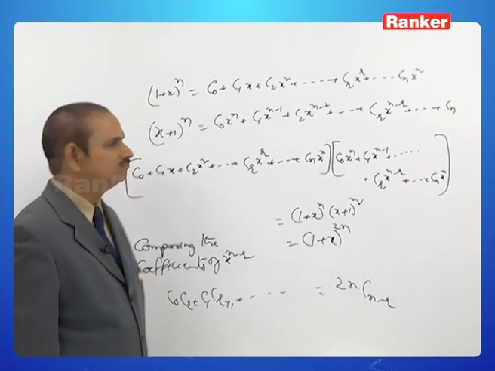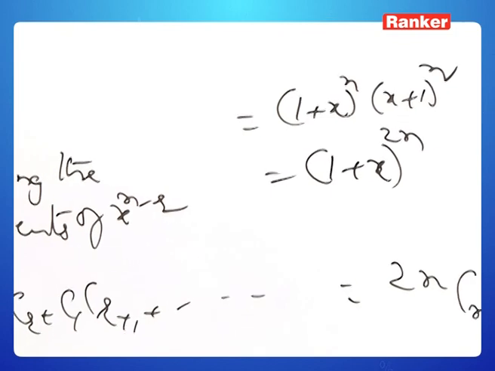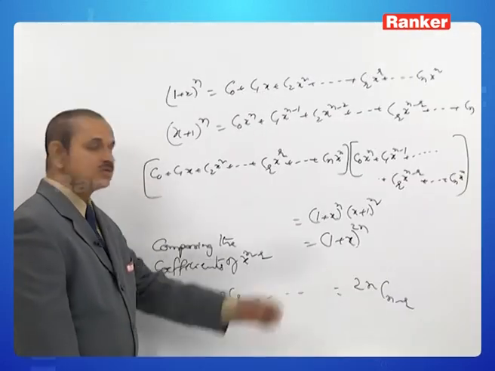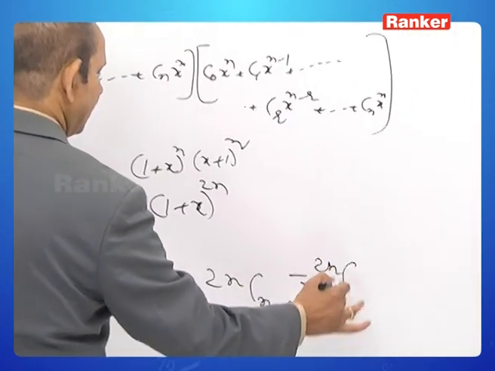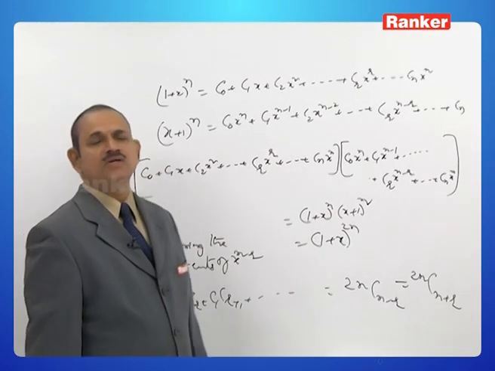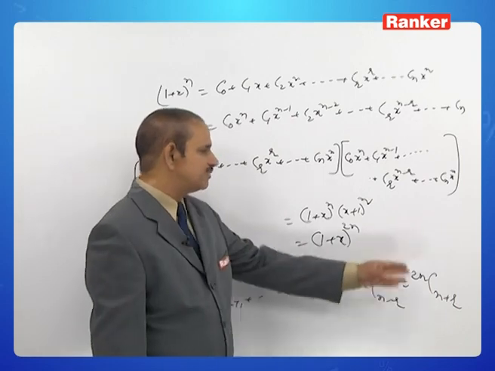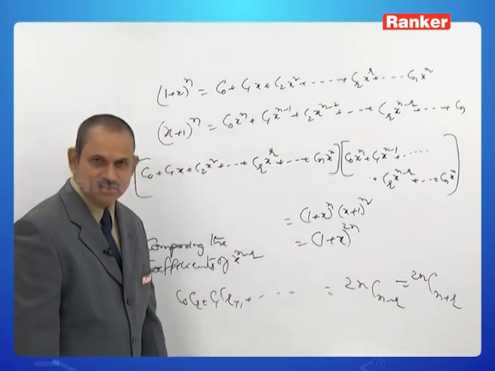That's it. Single line proof. Of course, the last term, C(n minus r), is equal to 2n C(n minus r). It can also be taken as 2n C(n plus r). Why? Because we know that nCr is equal to nC(n minus r). So 2nC(n minus r) is nothing but 2nC(n plus r). Yes, like that we get it.